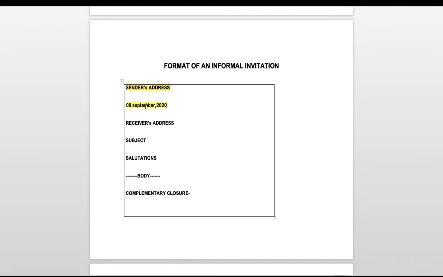Then comes the complimentary closure. As I told you, yours truly, Priya, in my case, right? This is all about the format of an informal invitation. This is a very easy question to attempt. If you see the question of informal invitation in your question paper, do attempt it. If you're given a choice between another question and informal invitation, do attempt it with correct format, with the box drawn outside, and you would fetch full marks if you attempt this question wholeheartedly. This is a very easy question to attempt.